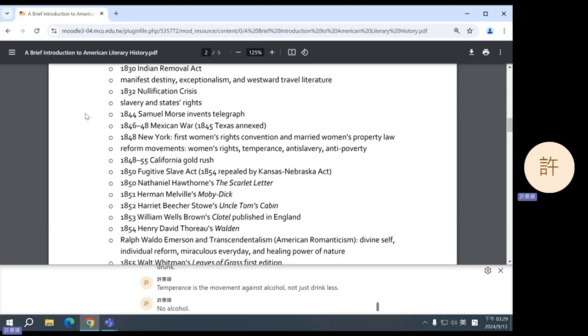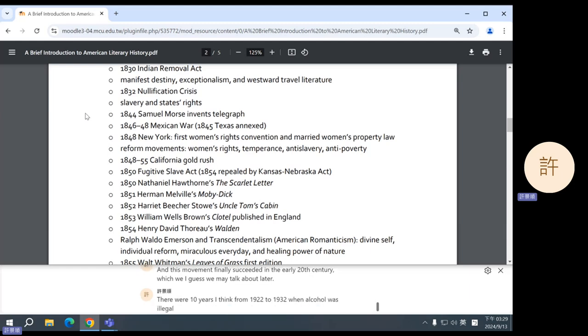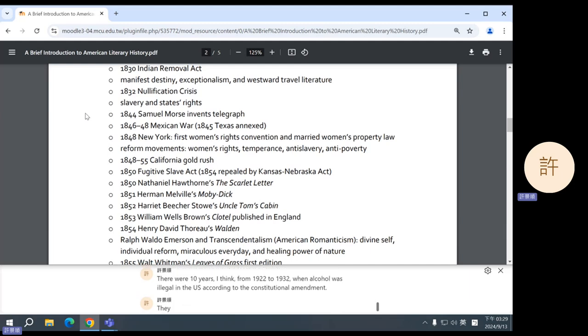And this movement finally succeeded in the early 20th century, which we may talk about later. There were 10 years, I think from 1922 to 1932, when alcohol was illegal in the U.S. according to the constitutional amendment. They changed the constitution to ban alcohol.